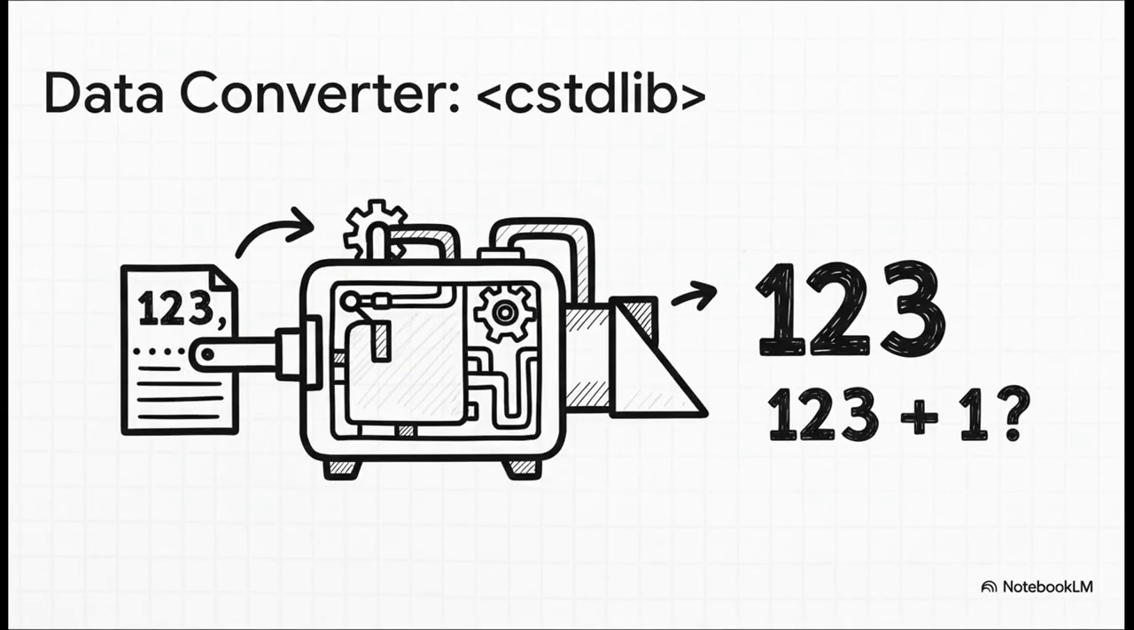Now here's another common headache, getting input as text when what you really need is a number. Well, the C standard library is the tool for that. It gives you functions like atoi, which stands for ASCII to integer, that can instantly convert a string of digits into an actual integer your program can do math with. It is absolutely essential for solid input handling.